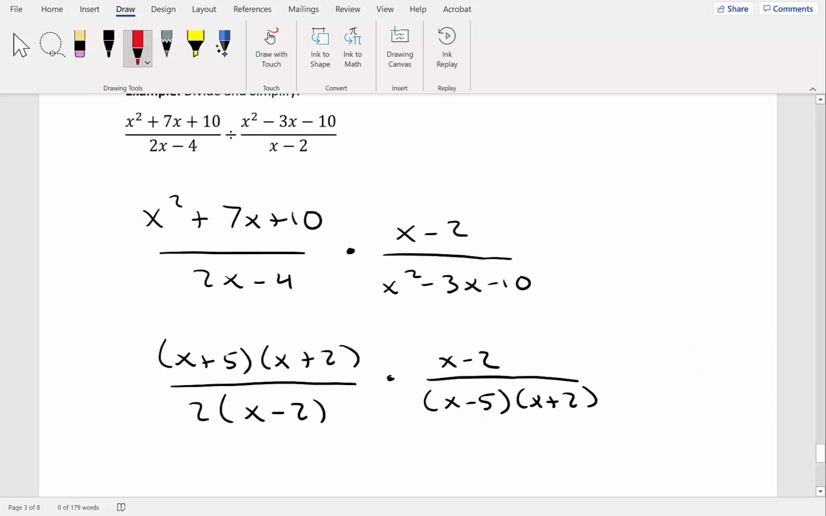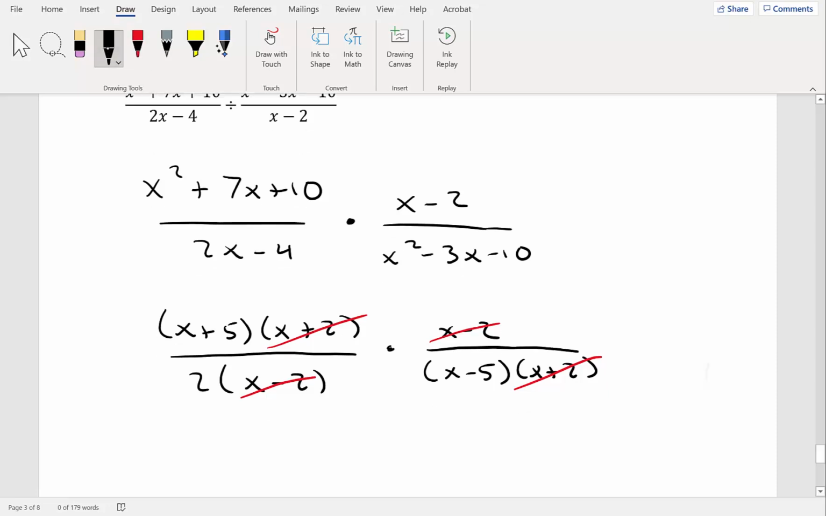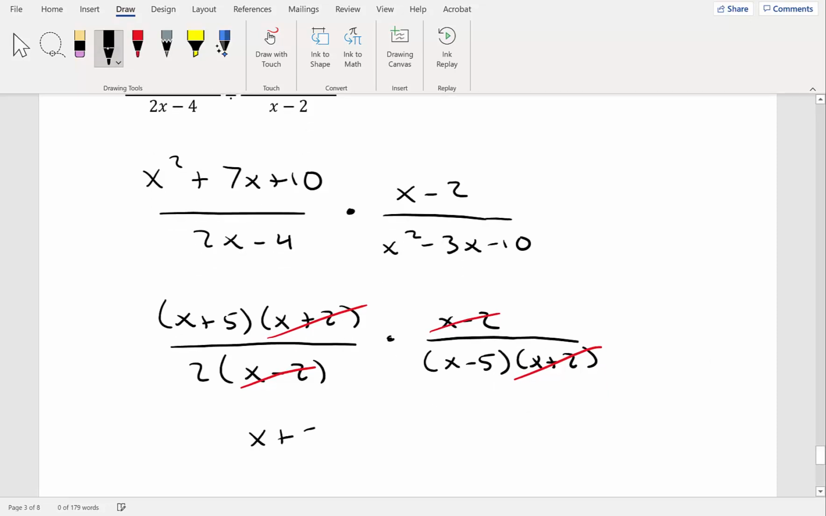Okay. Now cancel out any common factors. So I could cancel out these x minus 2's. I could also cancel out an x plus 2. And now what I'm left with is x plus 5 all over 2 times x minus 5. And then you're completely finished.